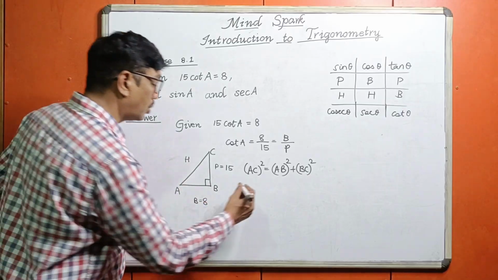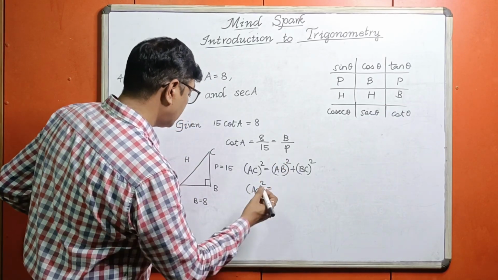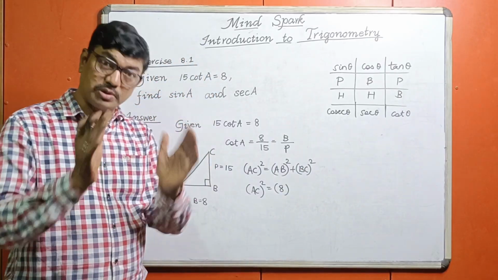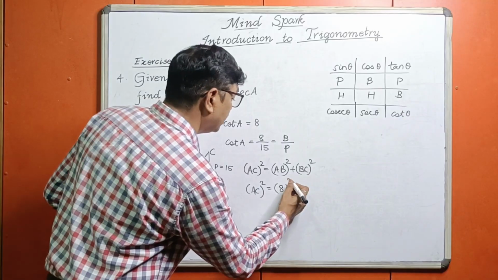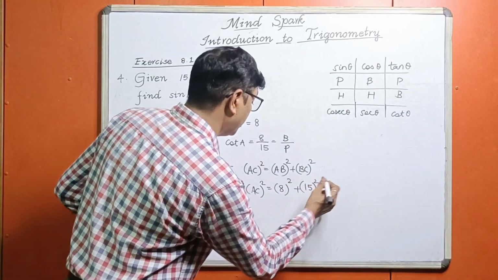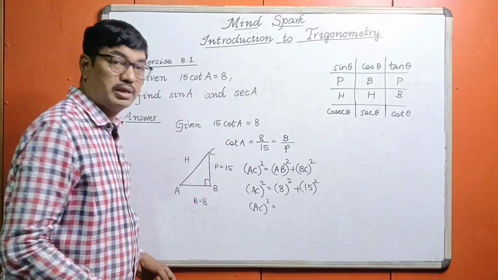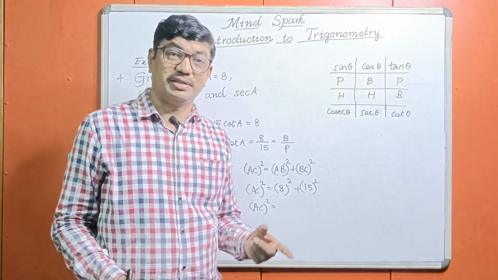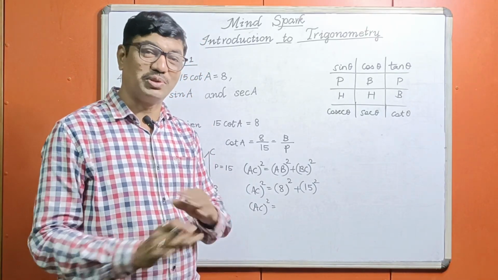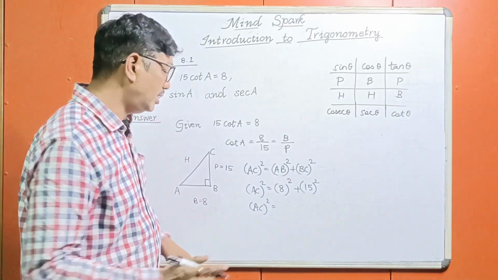So AC square you don't know, what you don't know you write as it is. Then AB is how much? AB is 8. In place of AB you put the bracket and write square. Then BC is 15 square. So AC square is equal to how much? 8 square is 8 into 8. Don't write 8 into 2. Many children make that mistake, so please don't do that. You should always remember it is 8 into 8, not 8 into 2.